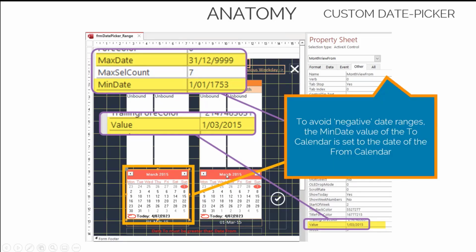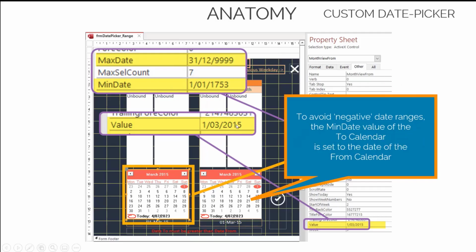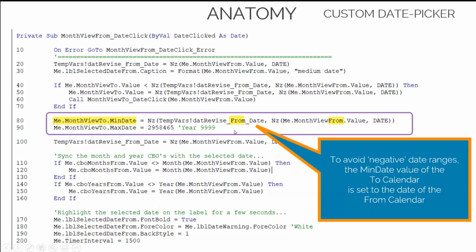So as we select values in either of those, we need to make sure that the date range is a positive one, that the to date is greater than or equal to the from date. So we're working with those properties there. And so the month view 2 is the actual control. That's the name of the calendar control.